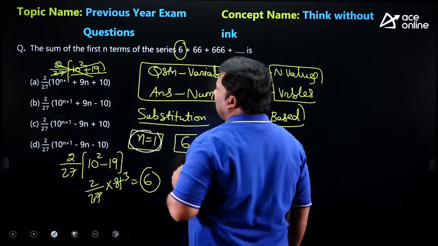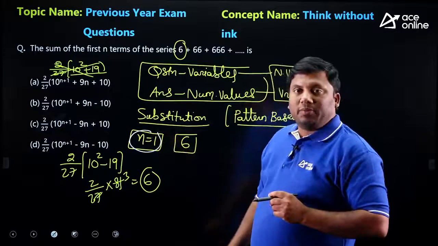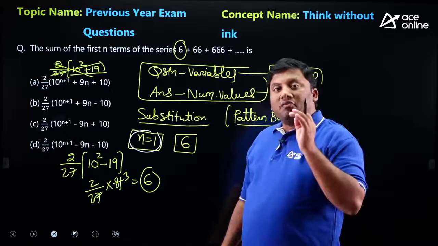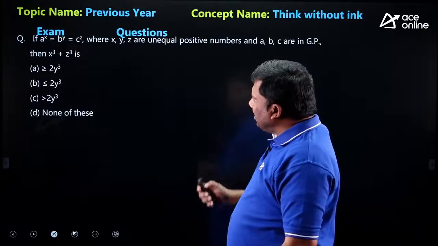1 means first value, it will be 6. Answer it should be 6. I hope the approach is very much clear to you. First one, it is clear.